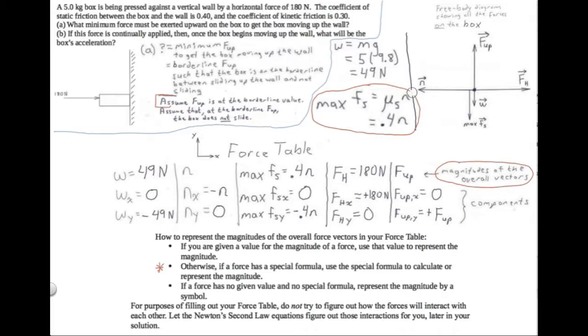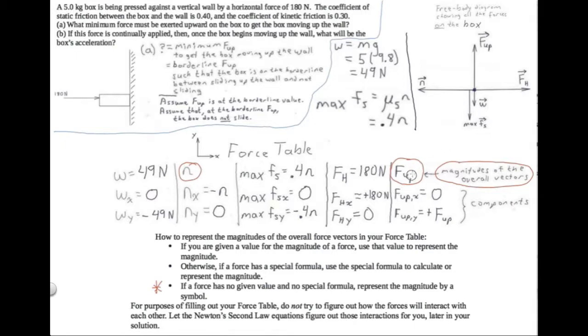We can only use this special formula for maximum static friction when we are assuming that static friction is at its maximum. But that is the most typical situation that you would most typically see for static friction problems. Because we are applying static friction for part A, we should be careful to use 0.4 for our coefficient of friction rather than 0.3. We have no given value for the normal force or the upward force.